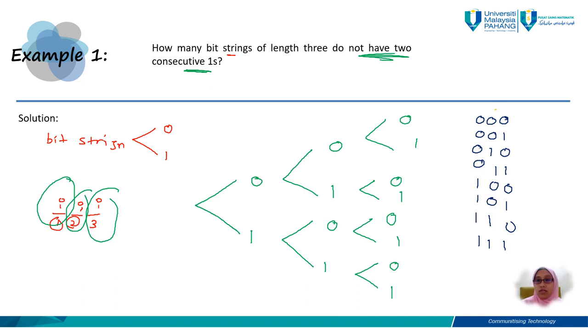That means it's the first one, this one. And this also has no consecutive ones. This one also. And then we have this one and also this one. So the total number of possible answers that do not have two consecutive ones is 5.